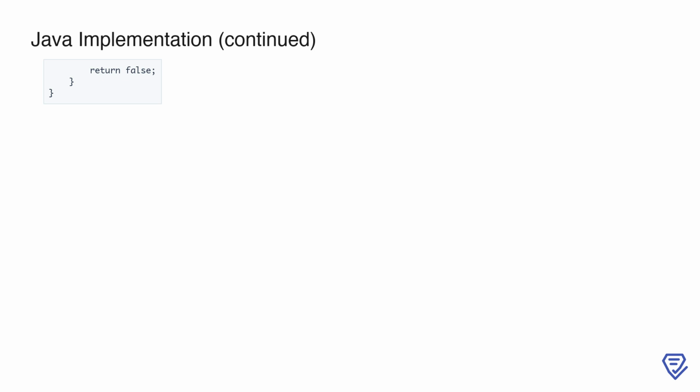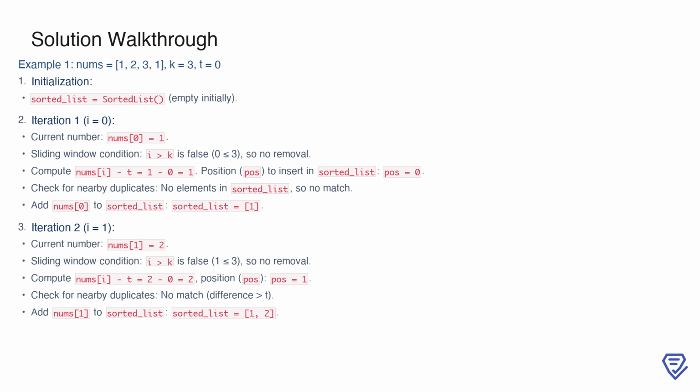To solve this problem, we start with the given example where nums is [1, 2, 3, 1], k is 3, and t is 0. The solution uses a sliding window technique with a sorted list to efficiently keep track of the elements within the range of k indices. Initially, the sorted list is empty. For the first element, nums[0] equals 1. Since the sliding window condition i greater than k is false at this point, there's no need to remove any elements from the sorted list.